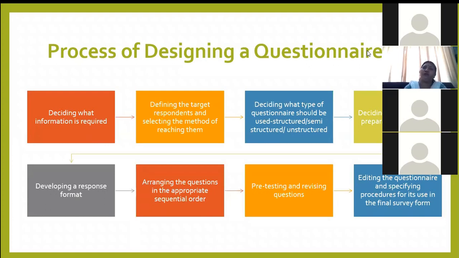The way in which we frame questions depends upon the target respondents. See, if we are collecting information from doctors, the way in which we ask questions will be different from the way in which we ask questions to migrant laborers. So we have to define the target respondents, from whom we are collecting data. That is very important.